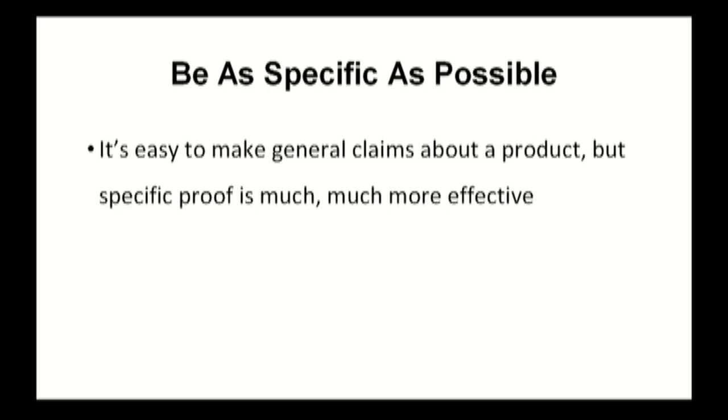The second tip is it needs to be as specific as possible. It's easy to make a general claim about a product, but specific proof is much more effective. For example, a conversion rate optimization company could say that their service doubles or triples conversion rates. That's great, but it's not very persuasive. General numbers and general claims are too perfect to be believable by customers. Double or triple is an estimate that's easy to make up. How often does a conversion rate increase by a perfect 100%? Not very often. So what should you do instead?